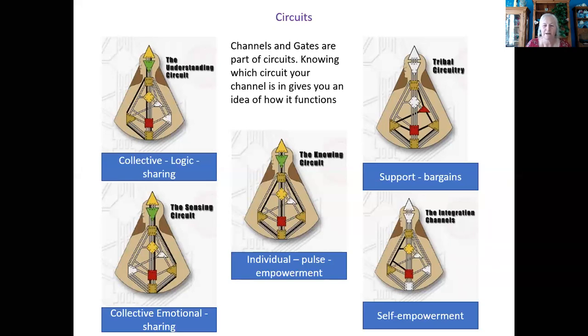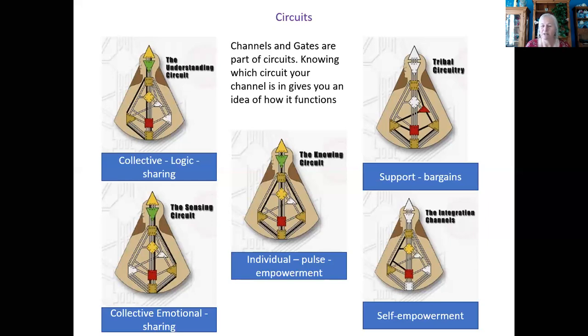Most charts will have one or two channels. Maybe you've got two individual channels, but you've also got a collective channel, or you've got a tribal channel, an individual channel and a collective channel. So we're very rarely all one thing. And then when you start looking at the hanging gates and the dormant gates as well, you'll find that there's a complete mix. We are all of these. We are not just individual. We are not just tribal. We are not just collective. We are all of them inside everybody.